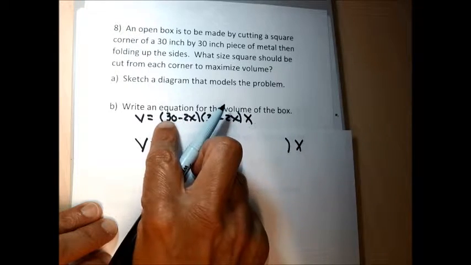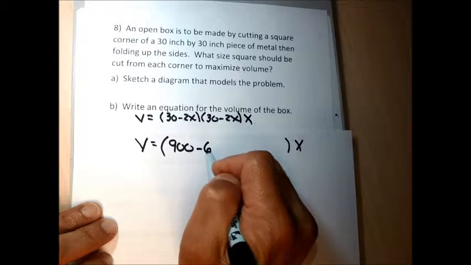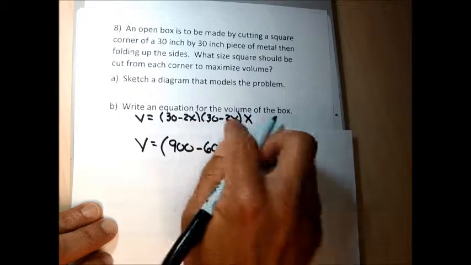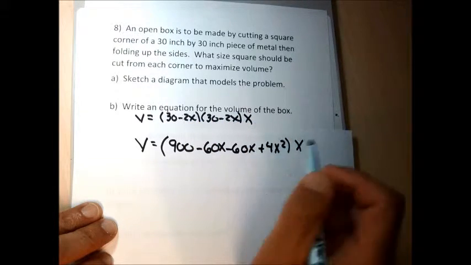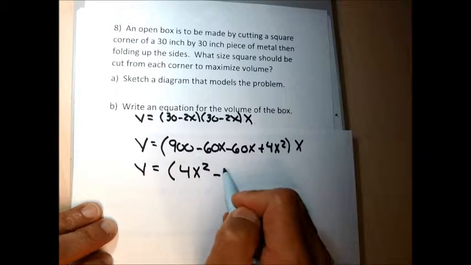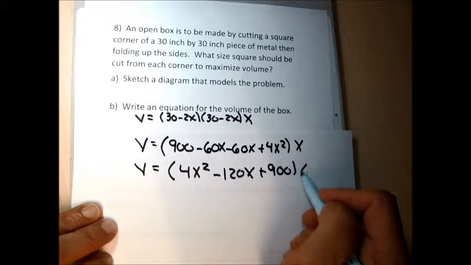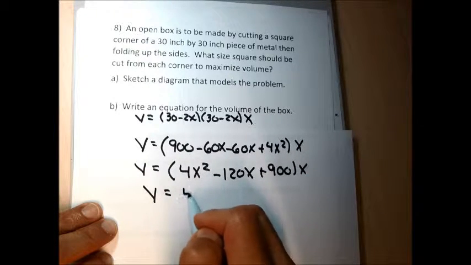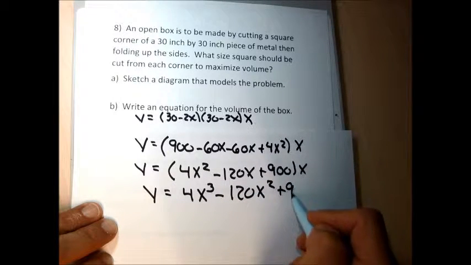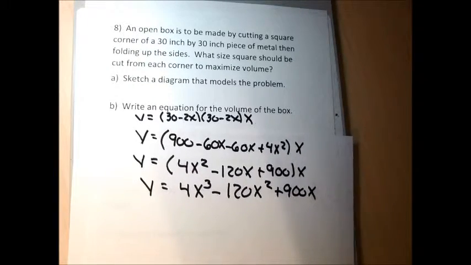So FOIL these parentheses. 30 times 30 is 900. 30 times minus 2x is minus 60x. Minus 2x times 30 is minus 60x. Minus 2x times minus 2x is plus 4x squared. I might as well write that in a nice order and combine like terms. So I'm going to get 4x squared minus 120x plus 900. Multiply through by this x that's over here, and I get volume equals 4x cubed minus 120x squared plus 900x. So there's my volume equation, and that's what I'm going to write for the answer for part B.